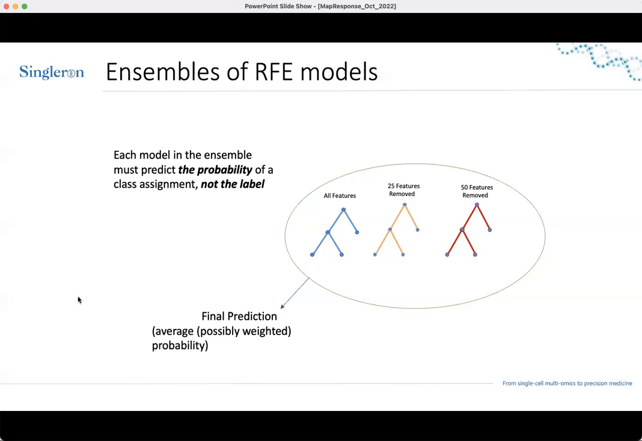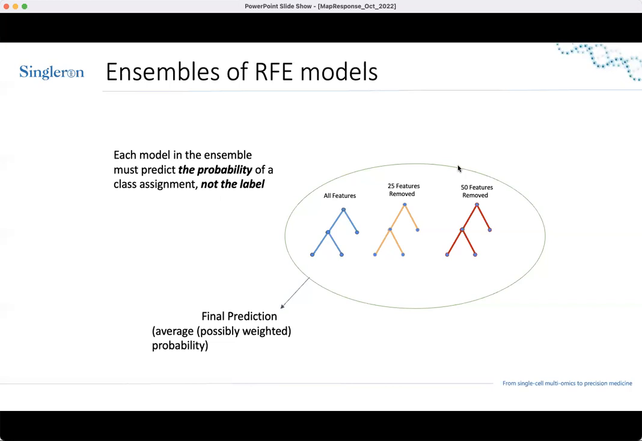So we might start with one here in blue that has all of the features. Then we have one with 25 features removed, one with 50 features removed, etc. And as we do that and combine them, then overall the model is actually better. The important point, though, is that when we do this, you want to predict the probability of a class and not just the label.